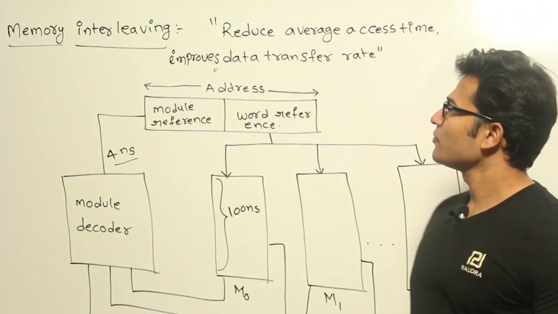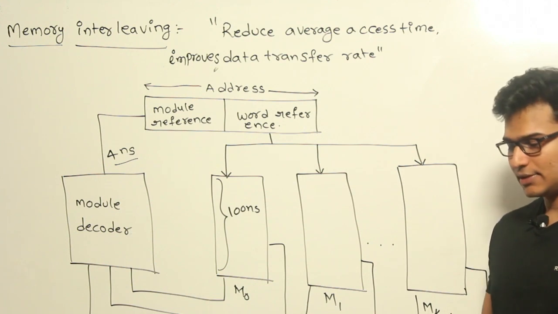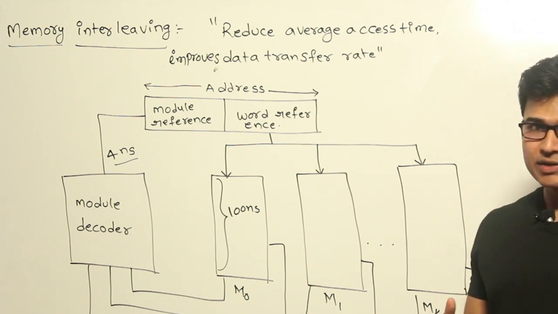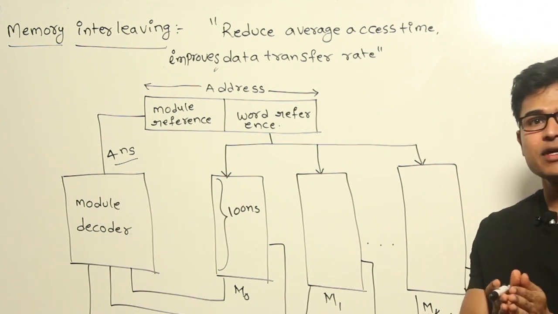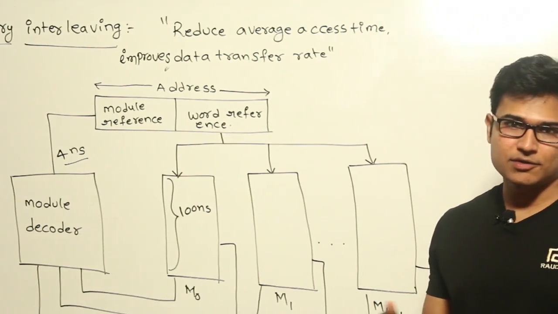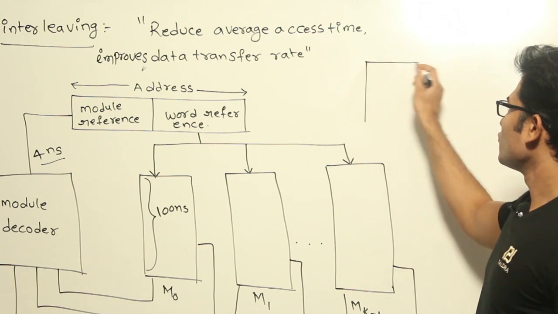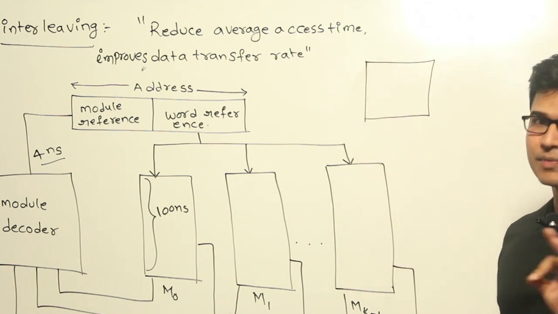Now let's see the concept of memory interleaving. What we mean by memory interleaving is this: generally, a program does not ask for just one word of data, it asks for consecutive words, let's say k words, or 4 words, or 10 words. In general, we don't refer to just one word from the memory.